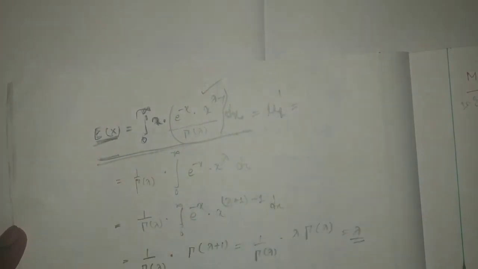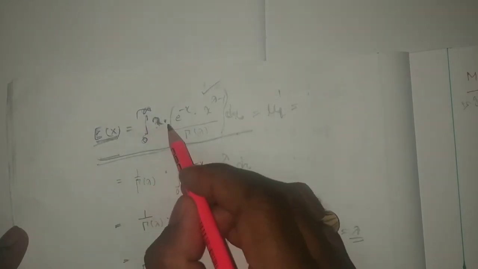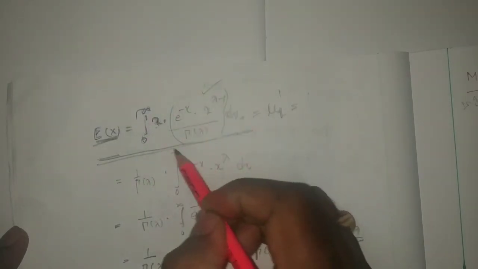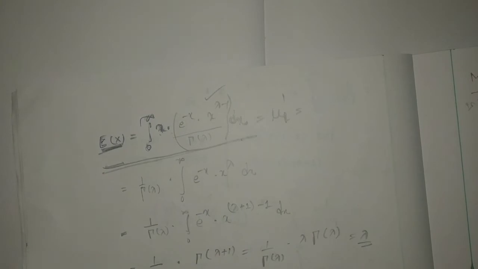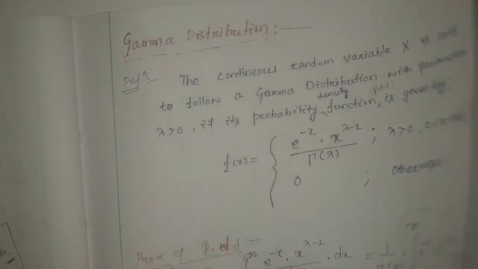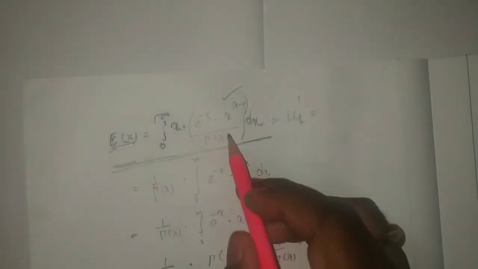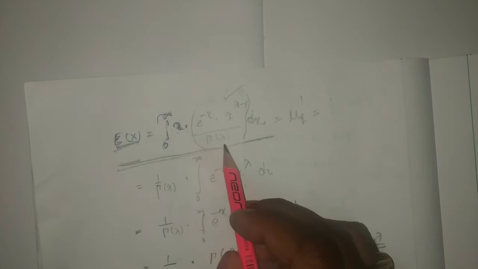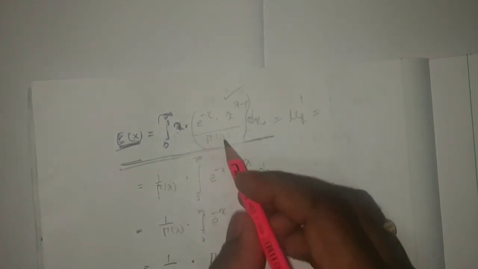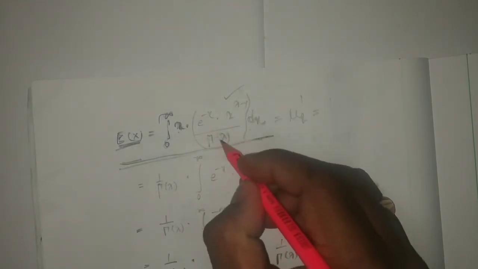That we know. So integral from 0 to infinity of x into the pdf of the gamma distribution, that we know. Here we discussed the pdf of the gamma distribution. I just substituted over here the pdf of the gamma distribution into dx. Here 1 by gamma lambda is a constant.